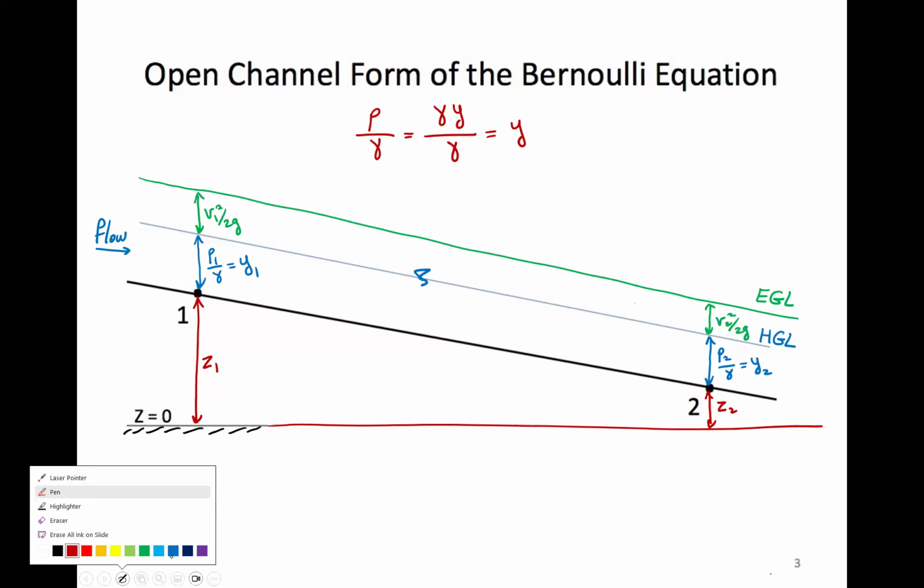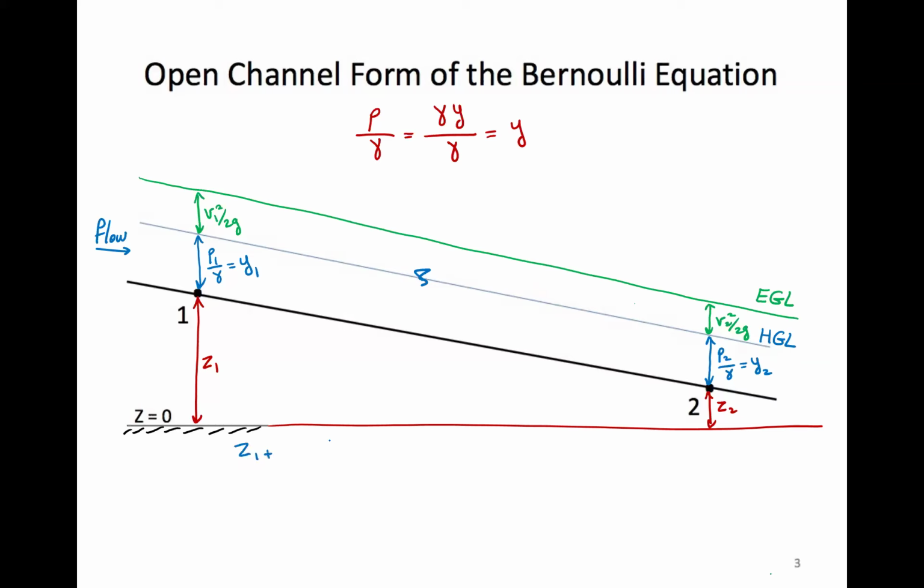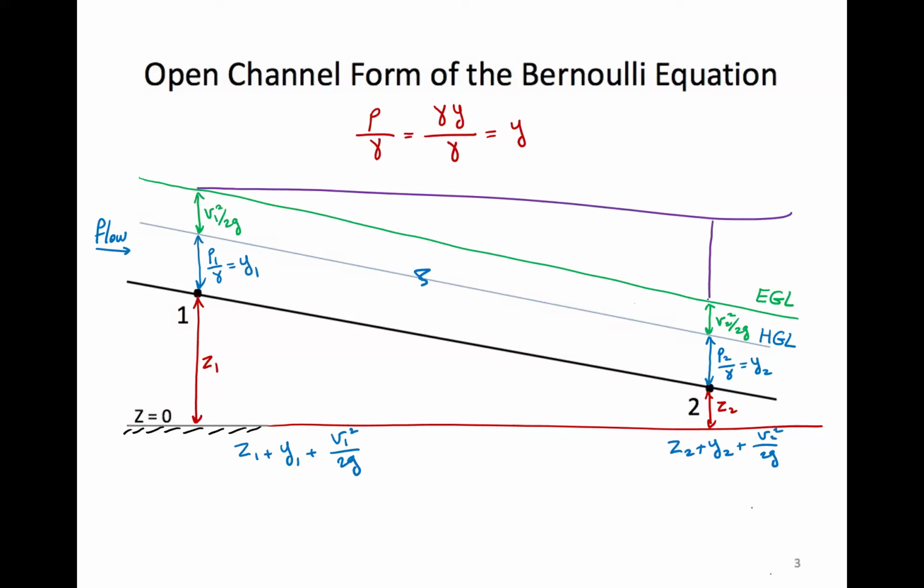So what do we have for section 1? We have Z1 plus Y1 plus V1 squared over 2g. And at section 2, we have Z2 plus Y2, that's our pressure head, plus the velocity head, no change from before. Now, let's assume that we have a loss in total energy of this much. Going from section 1 to section 2, the drop in EGL is equal to HL, head loss. So just that definition, nothing new.